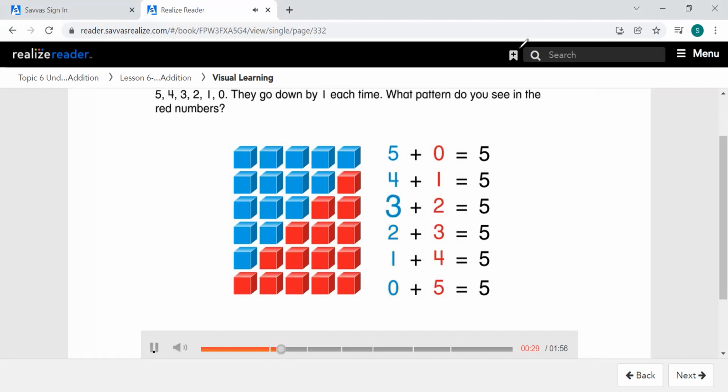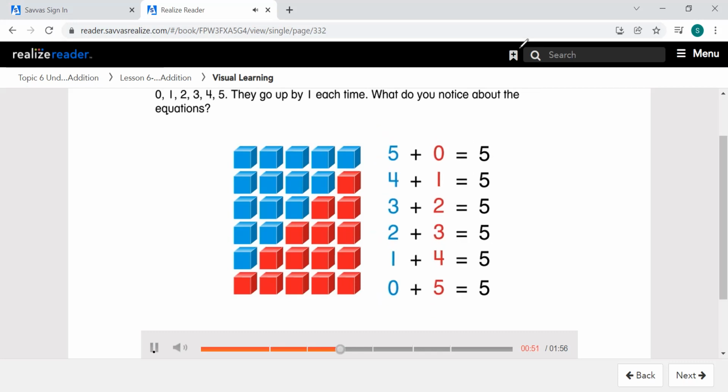5, 4, 3, 2, 1, 0. They go down by 1 each time. What pattern do you see in the red numbers? All right, what patterns do you see? 0, 1, 2, 3, 4, 5. So the numbers are going up by 1. They go up by 1 each time.